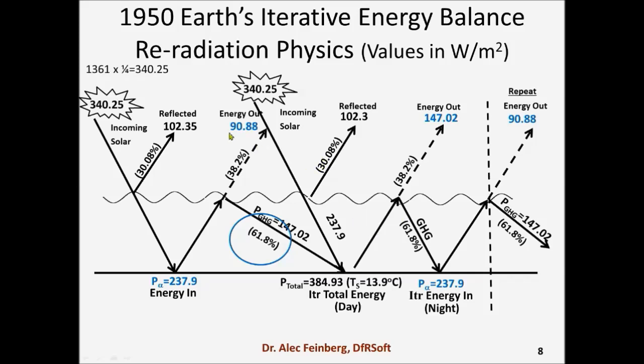Now notice that the diagram is very repeatable. We have 91 going out, we have 91 going out here, we have 147 gets re-radiated, there's a 147 going out here, and notice that the energy going out, the 91 plus the 147, equals the 238. That's energy balance, so the energy into the planet equals the energy out.